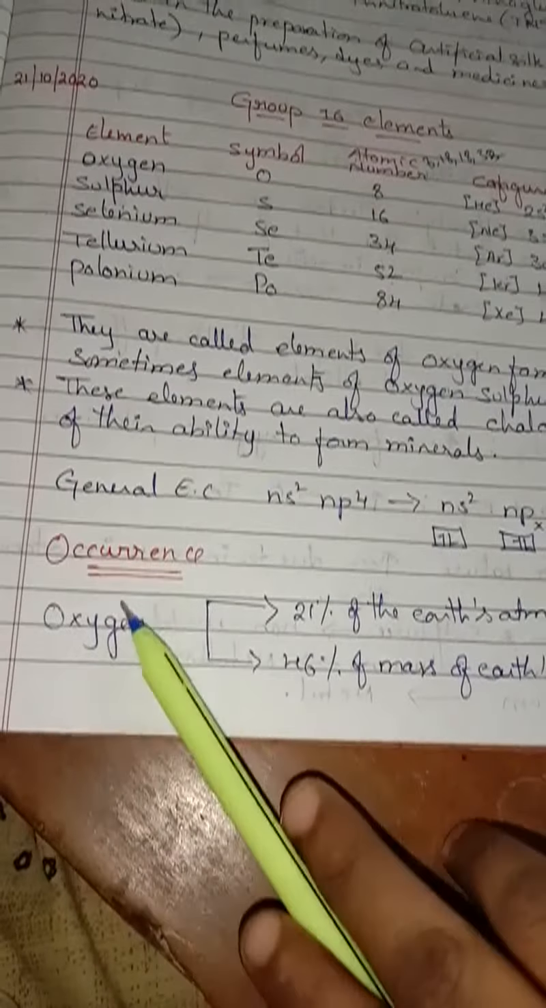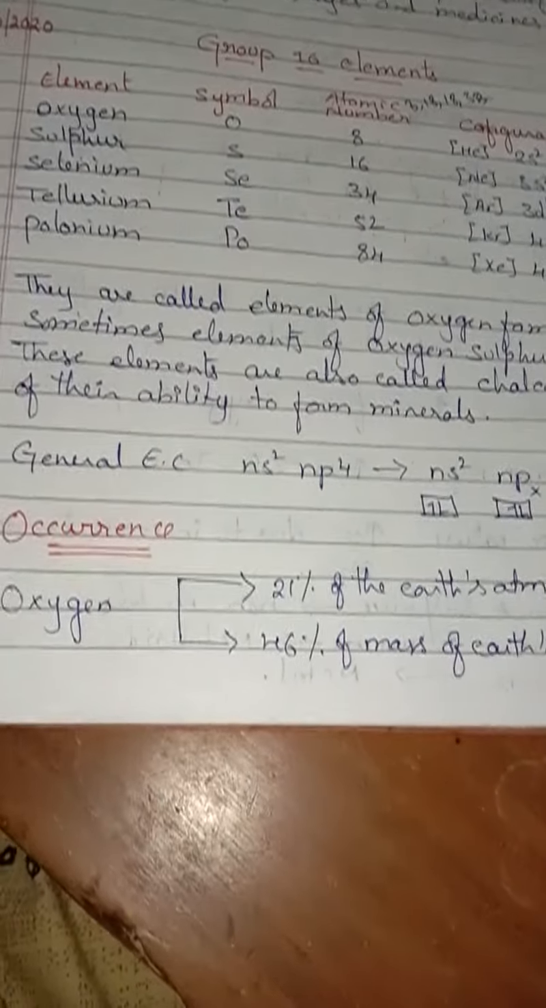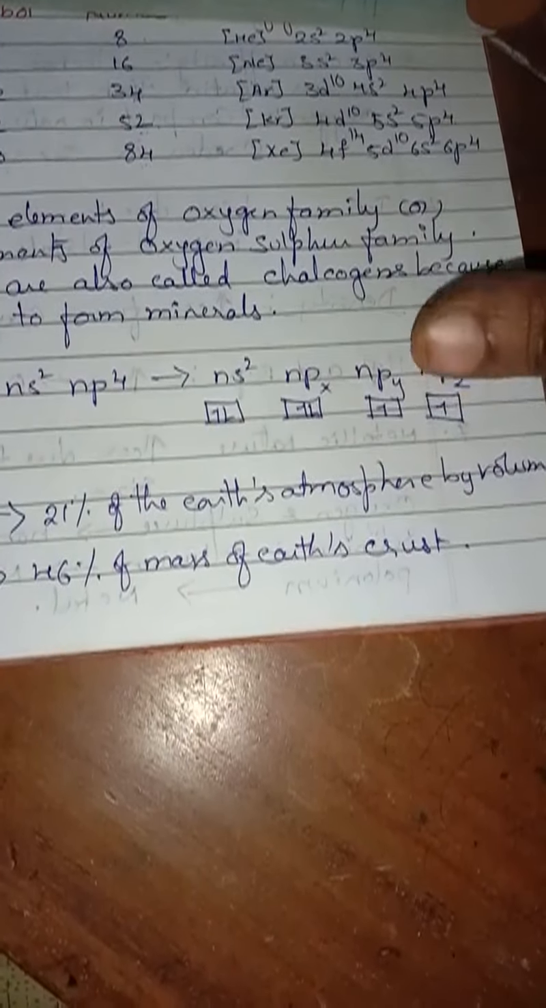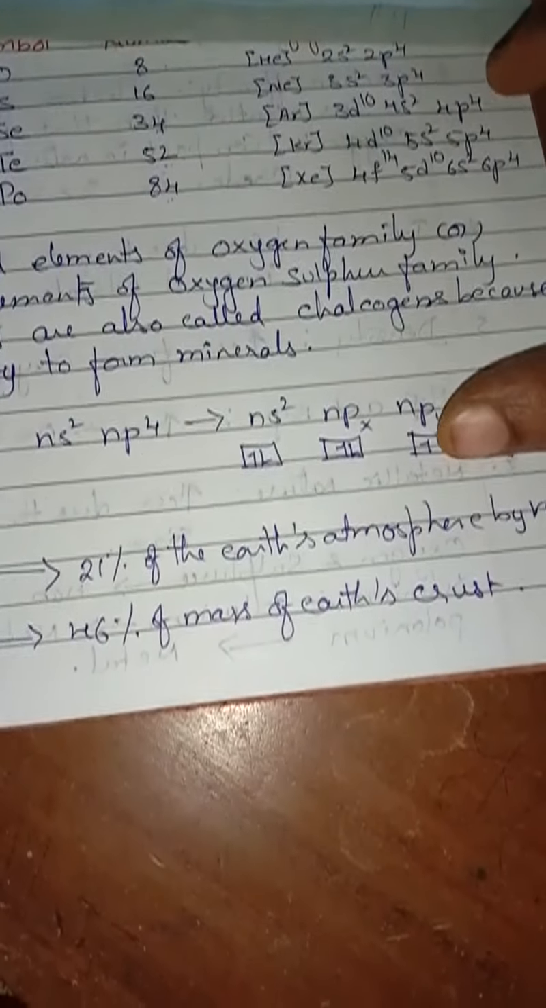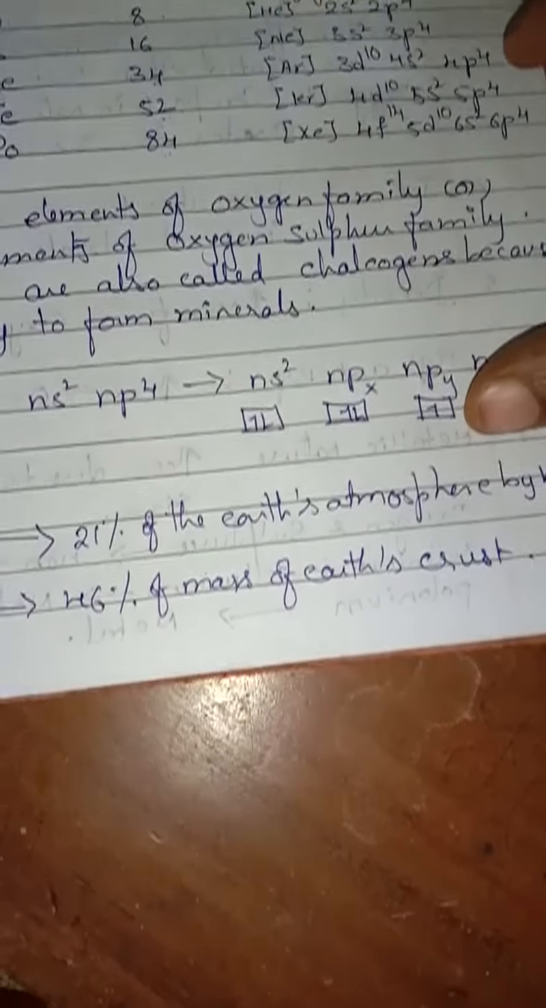Next, move to the occurrence. Oxygen occurs in a free state as dioxygen, O2. Oxygen makes up about 21% of the Earth's atmosphere by volume. In the Earth's crust, oxygen is the most abundant element, making up nearly 46% of the mass of the Earth's crust. So oxygen is very important.